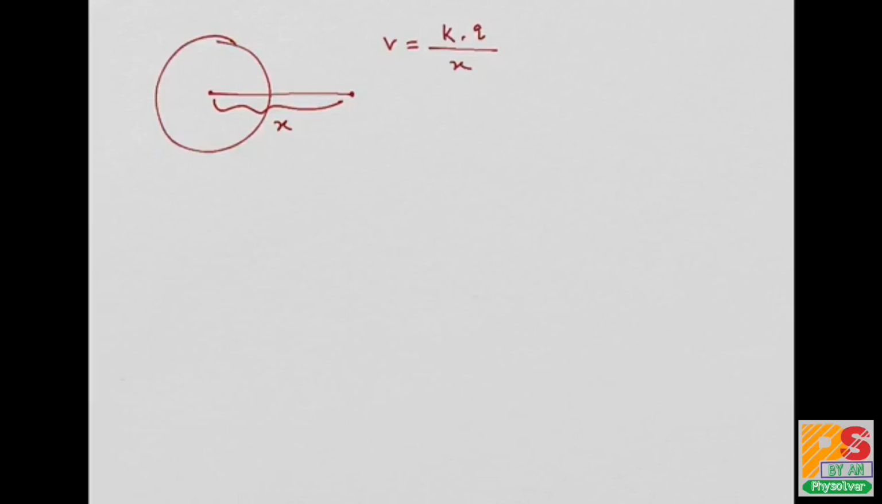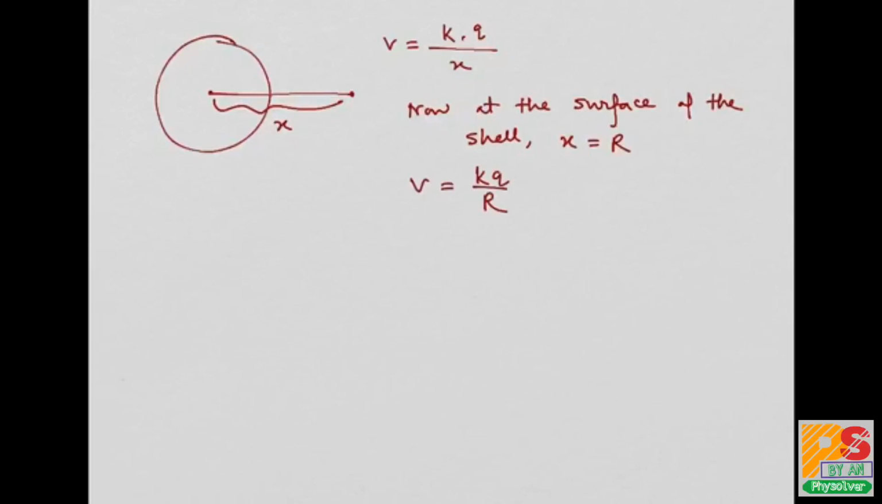Now at the surface of the shell, I can say the value of x is nothing but r, so V equals kq divided by r. Now this is the formula for potential at the surface. Now coming to inside the shell, coming to any point which is inside the shell.